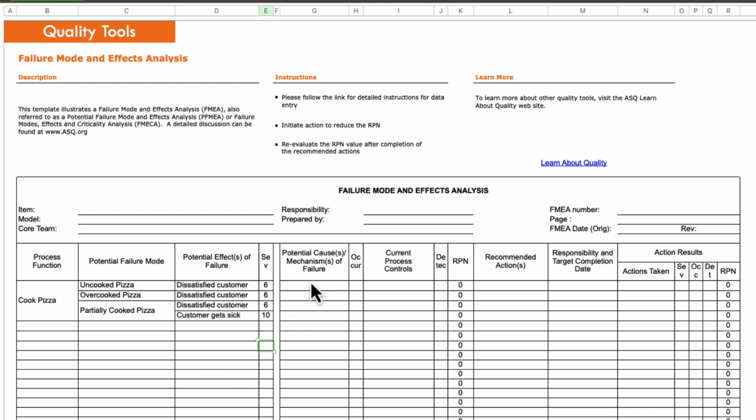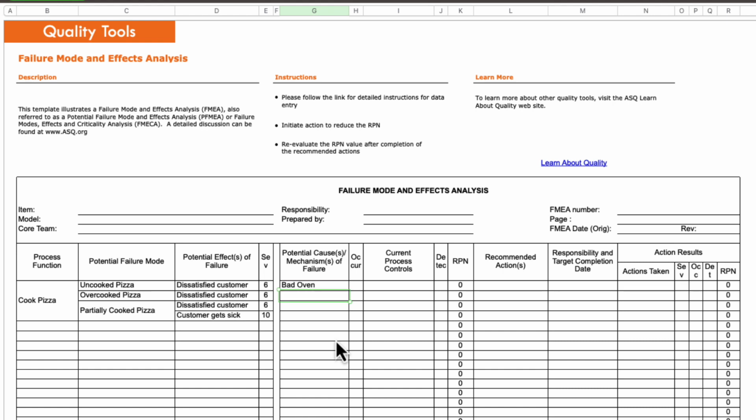And then we get over to potential causes, mechanisms of the failure. What we're analyzing with the potential causes and mechanisms of the failure is the potential causes and mechanisms that cause this potential failure mode. For example, for this one, we have uncooked pizza. What is the mechanism that caused that, the failure mechanism? Maybe an uncooked pizza is caused by a bad oven, right? The whole oven is bad because the oven didn't cook the pizza.